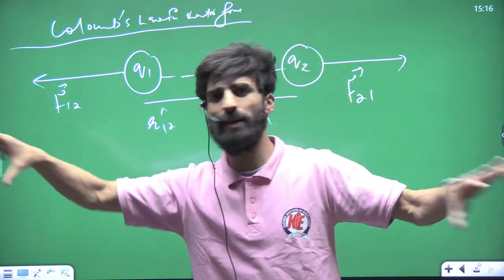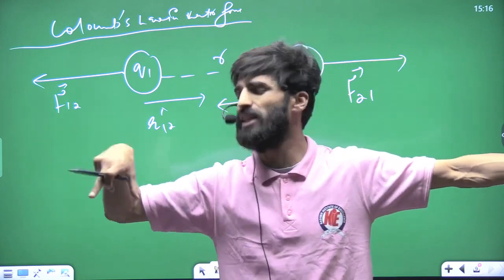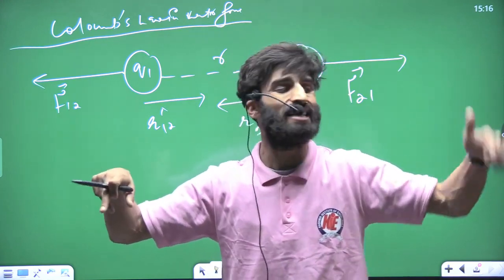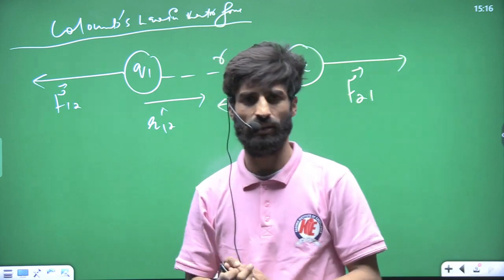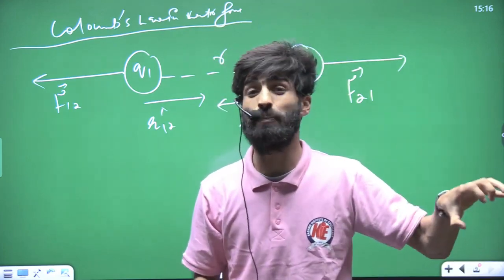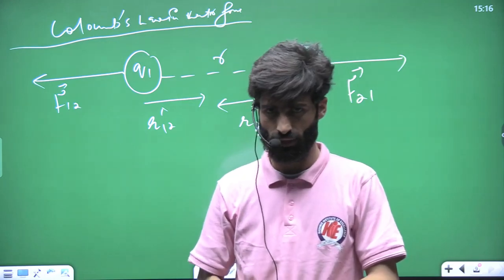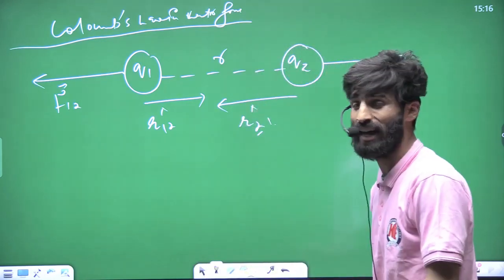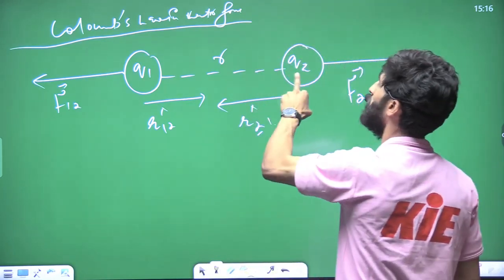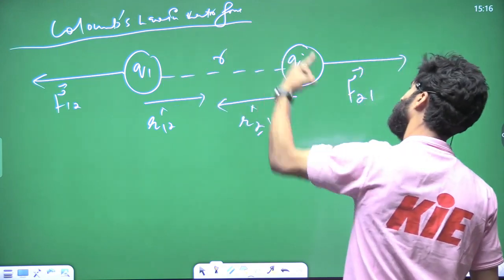This charge will also repel, this charge also will repel, but this will not repel until and unless this implies a force on it. And similarly, this will not repel until and unless this implies a force on it. So the same I am going to explain here. So q2 will not repel until and unless q1 implies a force on it.